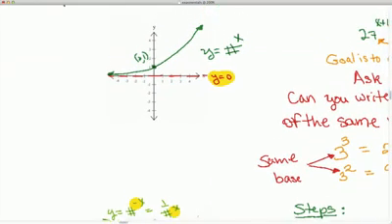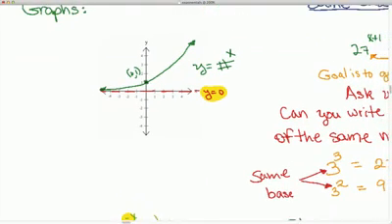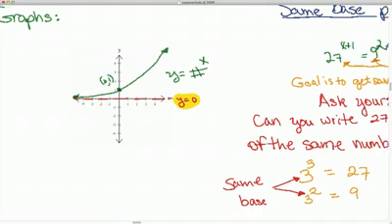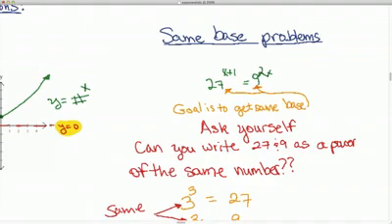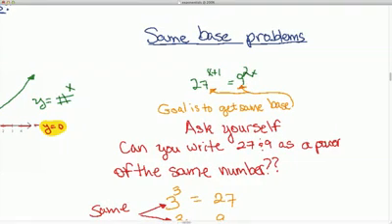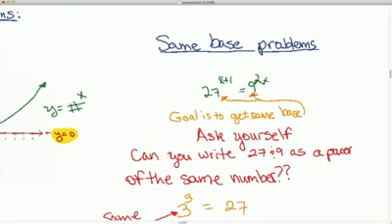So, knowing those two basic functions, you can apply the transformation rules that you should already know by now and check out the practice problems with graphs. But you might be asked to do some same base problems. Basically, your goal is to get the same base.